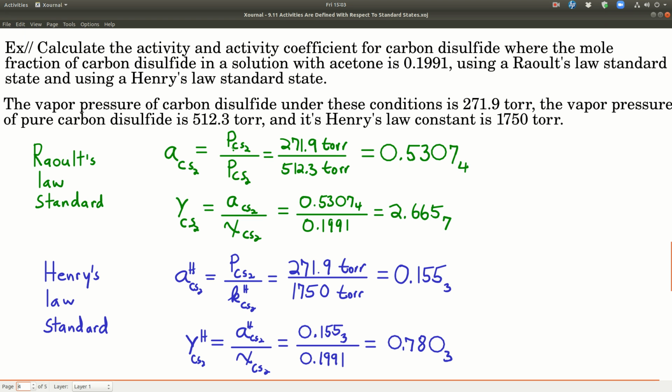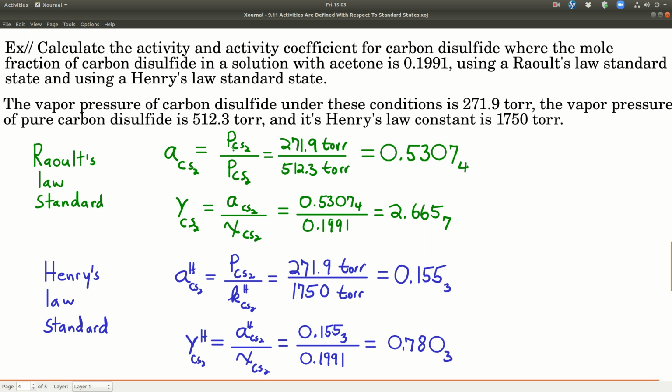So let's do an example here. We're going to calculate the activity and the activity coefficient for a solution of carbon disulfide and acetone, with the mole fraction of carbon disulfide being 0.1991. We're going to do it using a Henry's law standard and a Raoult's law standard. We're given this information, which normally we just look up in a table. The vapor pressure of carbon disulfide under these conditions is this pressure, 271.9 torr, pure carbon disulfide, 512.3 torr, and Henry's law constant is 1750 torr.